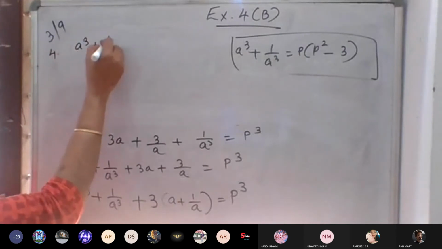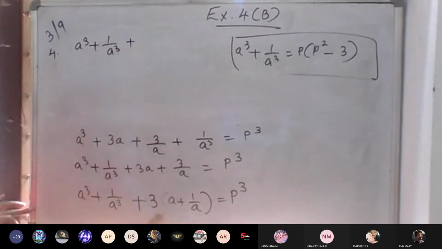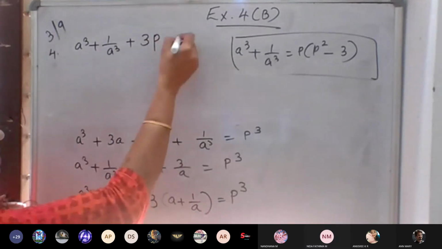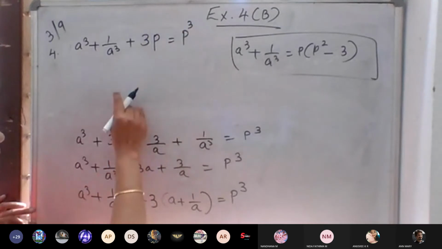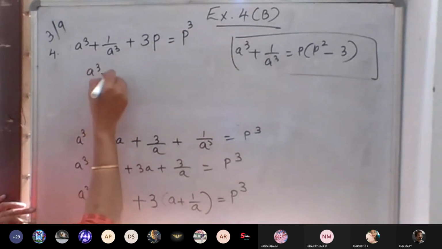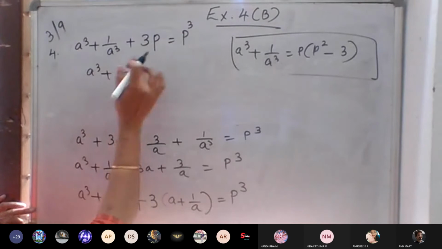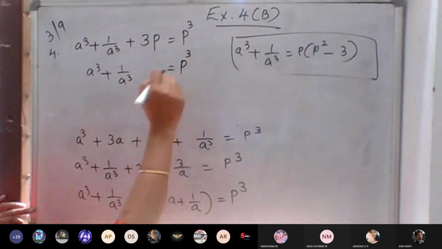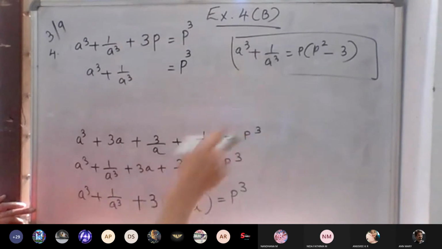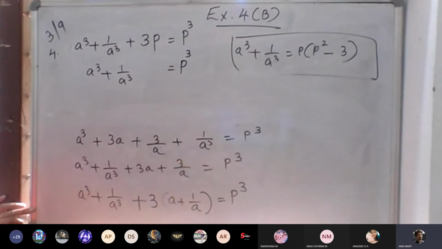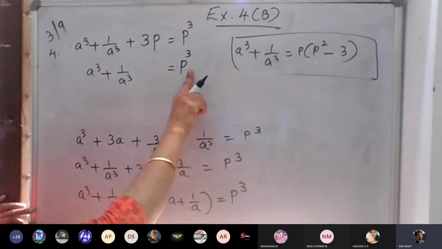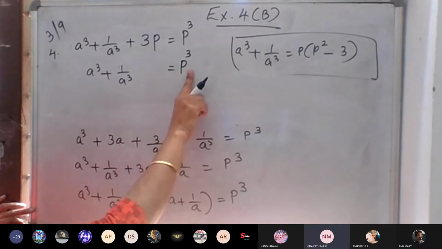a cube plus 1 by a cube plus 3a plus 1 by a, into a, that is 3p. p is equal to p cube. We need a cube plus 1 by a cube only. So take that 3p to the left side, 3p to the right side. Right side, so p cube is already there. Negative 3p, minus 3p, negative 3p.